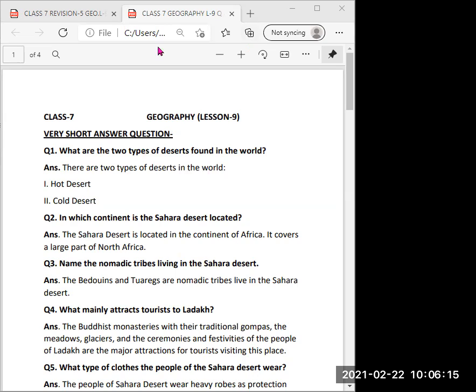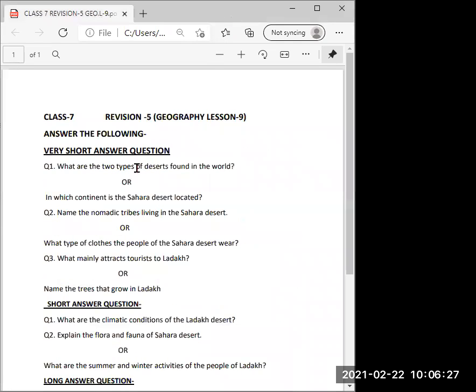And after this I have given few question answers as revision. As revision 5, I will upload it on student portal only. All these question answers are included in revision 5, but in option form. This or this, this or this, this or this. Learn them and write it down.